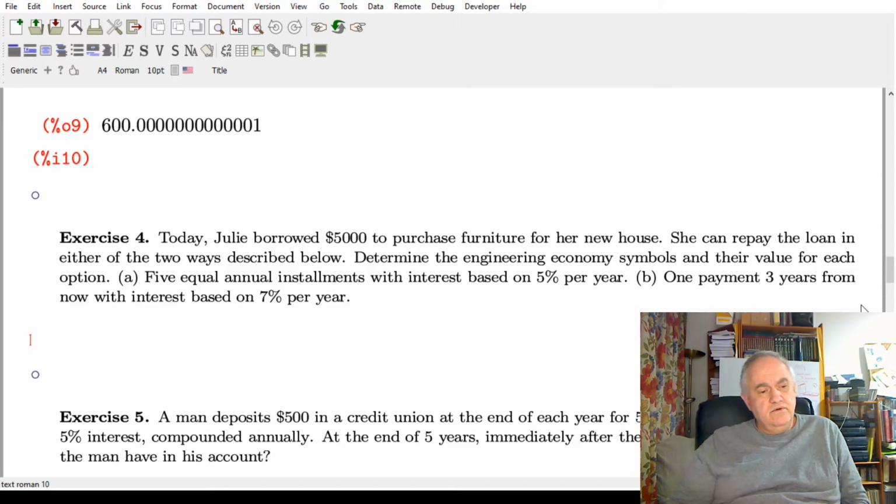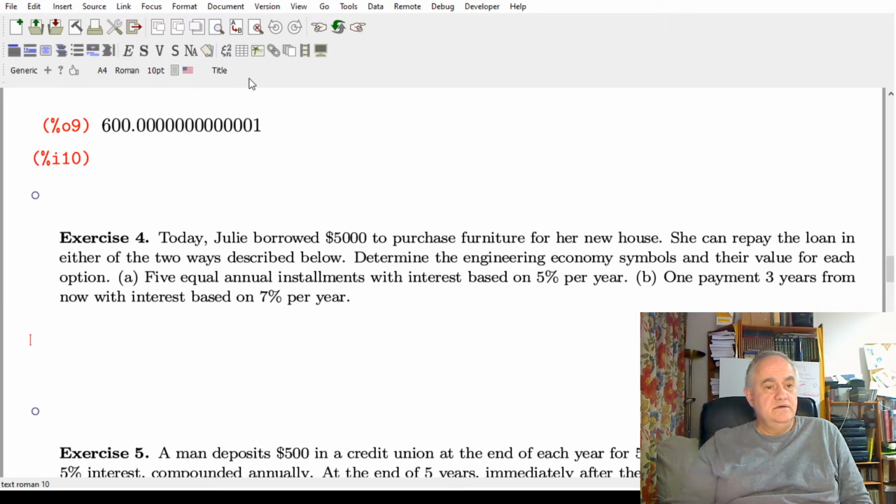Okay. So let's enter into the next exercise. Today, Julie borrowed $5,000 to purchase furniture for her new house. She can repay the loan with two different possibilities. Let's check what happens with each one of them. We have this amount. We have to pay 5,000 in 5 payments with a given rate of interest.